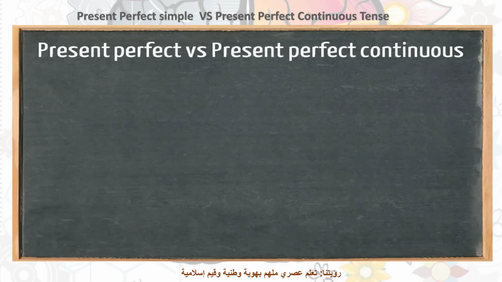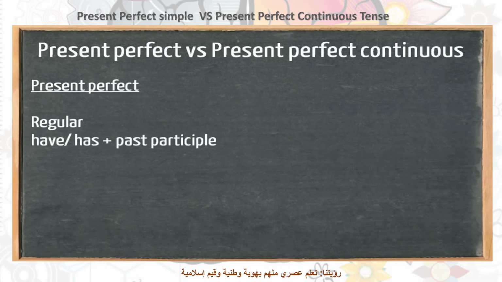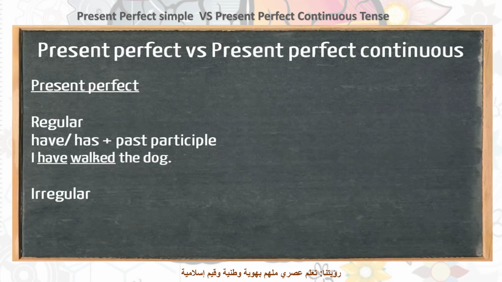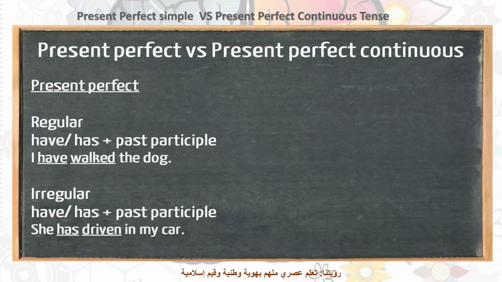First, we're going to take a look at how to form a present perfect. For the regular verbs, we use the auxiliary verb to have and a past participle. A past participle can be made by adding ed to the base form of the verb. For example, I have walked the dog. For the irregular verbs, we also use the auxiliary verb to have and a past participle, but here the past participle is our own unique form. She has driven in my car. The infinitive form of the verb is to drive.